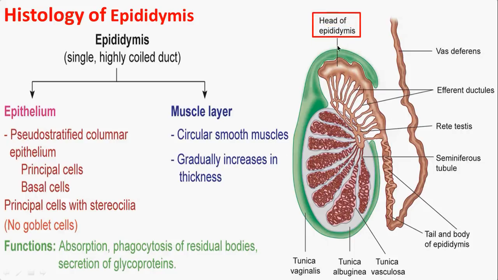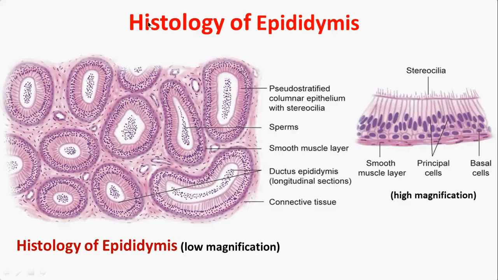So this is the head of the epididymis, and this is the tail and the body of the epididymis. In the histology of the epididymis, this is the low magnification figure, and in the other you can clearly see the high magnification figure. Here in the epididymis you can see the epithelium, a pseudostratified columnar epithelium with stereocilia. Here you can see the stereocilia.